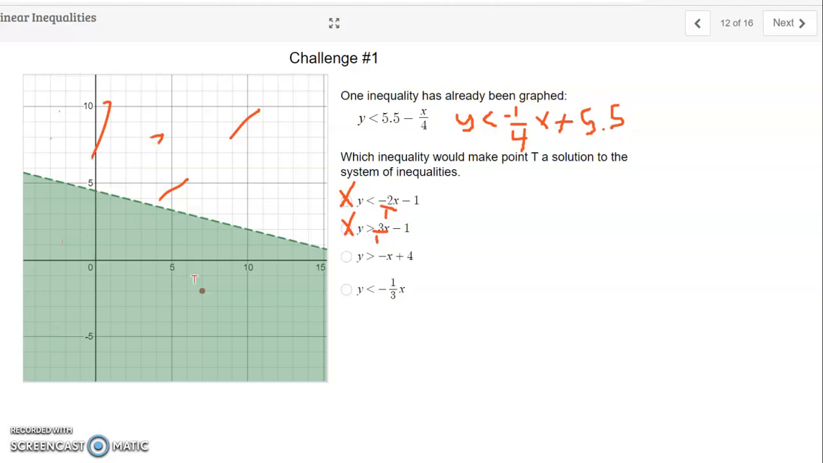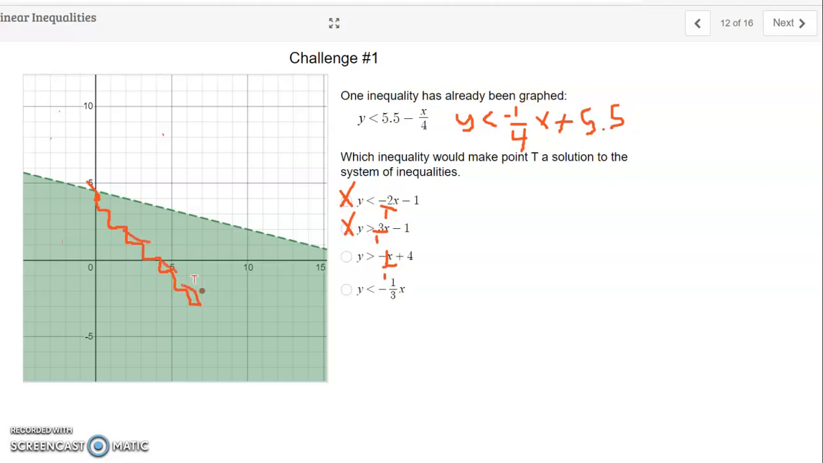Alright, let's go ahead and look at C. So this has a y-intercept of 4, so right here. And then my slope is negative 1 over 1. So that means I'm going to go down 1 to the right 1, down 1 to the right 1, down 1 to the right 1. And then this is also going to be a dashed line. If I continue going down 1 to the right 1, my dashed line will look like this.